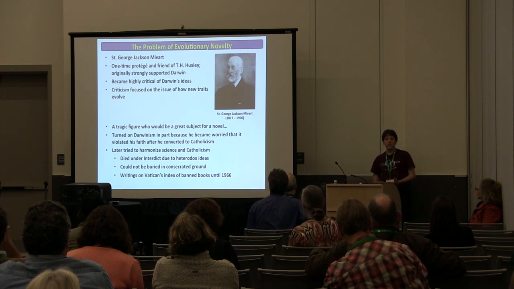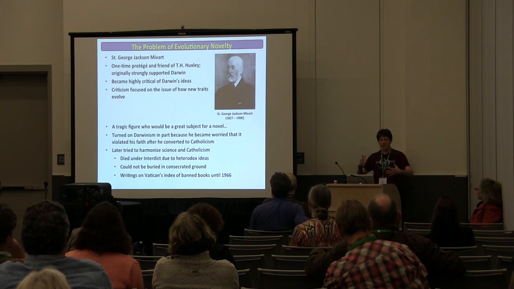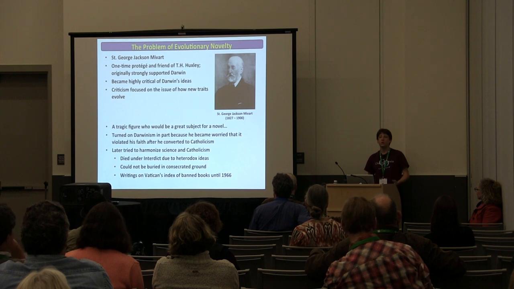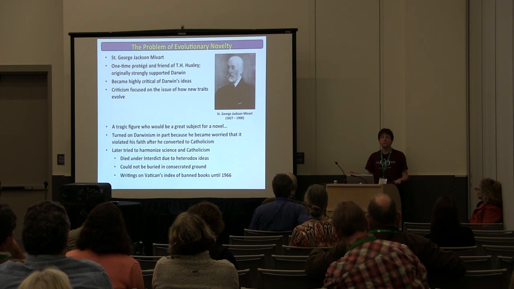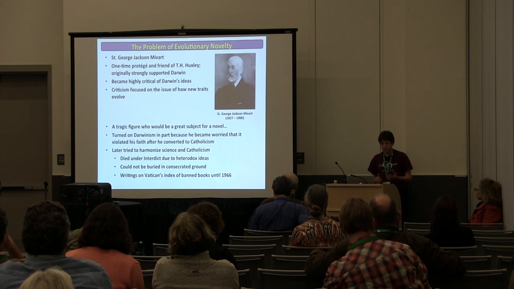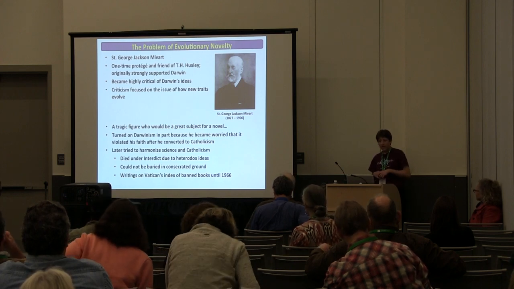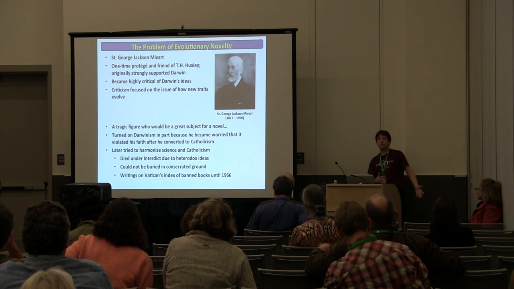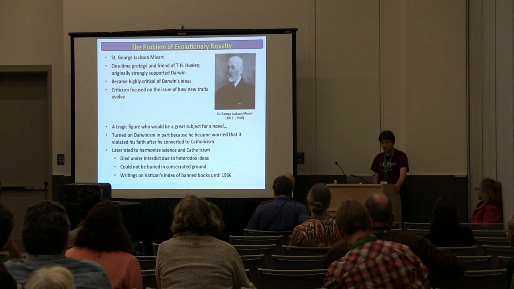He turned on Darwinism in part because he converted to Catholicism, and in his convert zeal, he became worried that Darwinism violated his faith, and also he was really put off by Huxley's, well, frankly, Huxley was a bigot toward Catholicism, and that, you know, hurt Mivart's feelings, and he sent him off in another direction. Now, this resulted in him being ejected from Darwin's circles and being ostracized by biology in general.